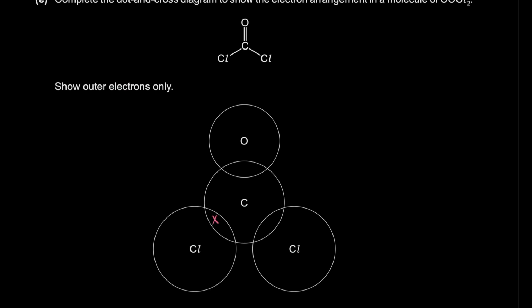One chlorine, two chlorine, one carbon, two carbon, and one oxygen, two oxygen. It's a double bond, right? One carbon, two carbon, one carbon. What am I missing? I just drew too many, I think. Okay, so let's finish it off.